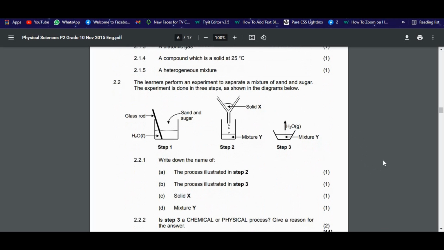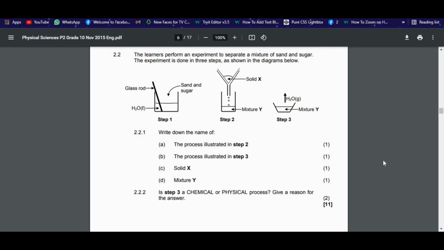Cool. Let's have a look at 2.2. It says the learners perform an experiment to separate a mixture of sand and sugar. The experiment is done in 3 steps as shown in the diagrams below. We've got a glass rod, water, and sand and sugar thrown into it, and then we've got solid X, mixture Y, step 2, and then H2O gas, which you can see first was a liquid in step 1 and now is a gas in step 3, and mixture Y stays behind.